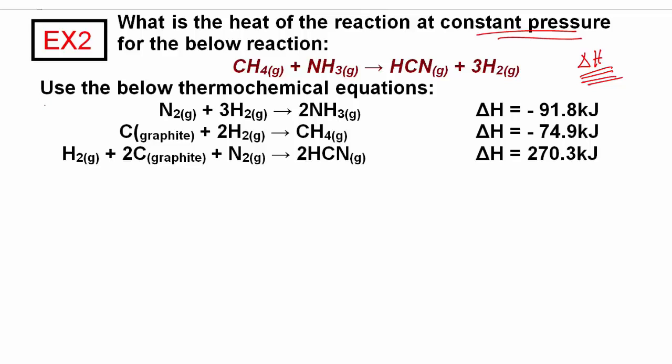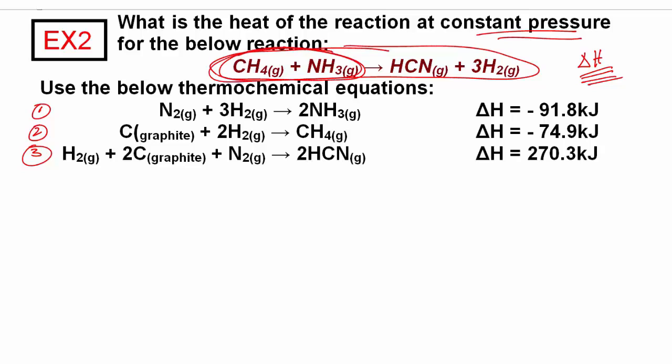So we have 3 equations. According to Hess's law, we can get the enthalpy of this reaction, and the steps don't matter as long as we start with these reactants and end up with those products. So try it. Manipulate those thermochemical equations and add them up until you get the right answer.